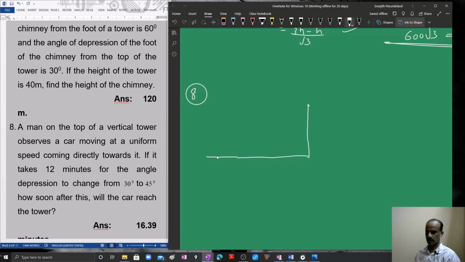If it takes 12 minutes for the angle of depression to change from 30. So this is the horizontal, this is the angle of depression, changes from 30 to 45, smaller angle to larger angle. So the larger angle is this. So the car is moving towards. Let the positions be A, B, P and Q. P is the position of the observer, and this angle is 30, the other one is 45.